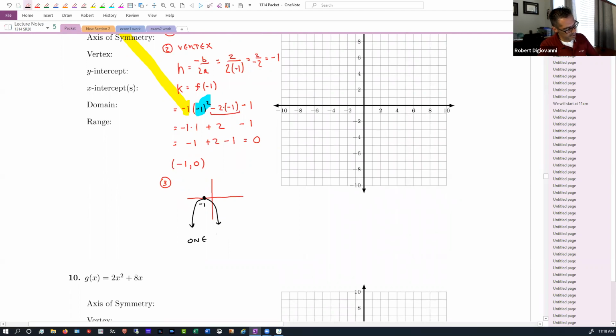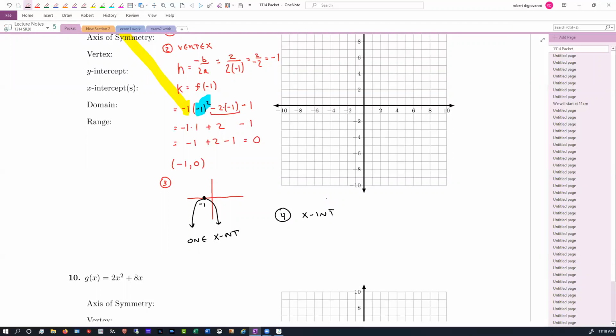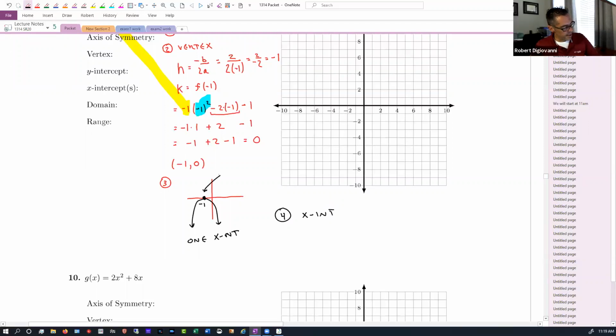One x-intercept. So do we actually need to go through and do step 4 here? Do you already know what the x-intercept is? Wouldn't it just be -1? Yeah, this point right here is actually that point. We know the x-intercept. It's -1, 0. So there's no work to be done. That's good. We haven't had to use the quadratic formula yet.